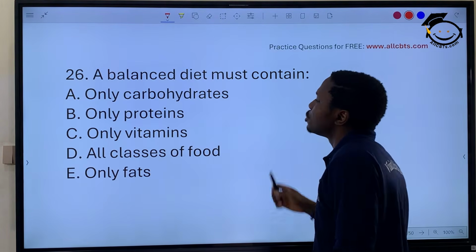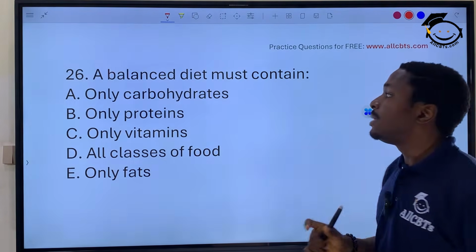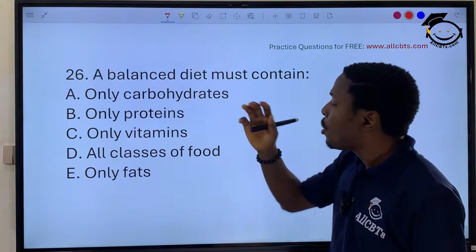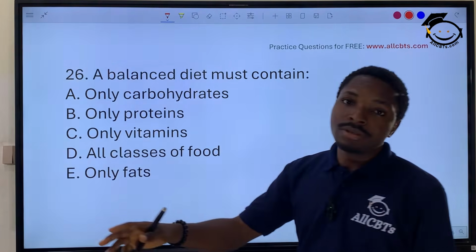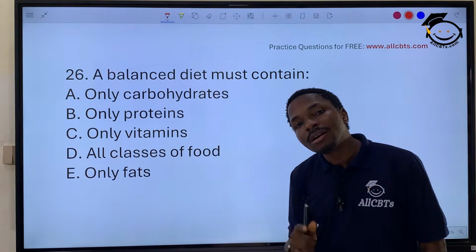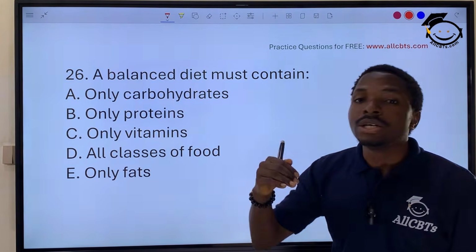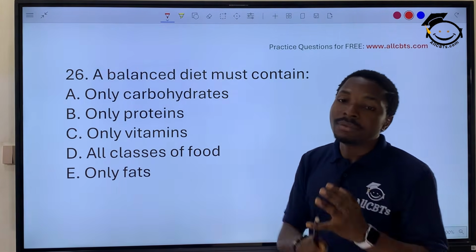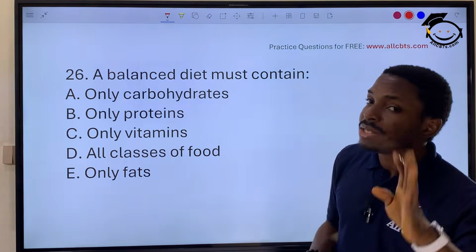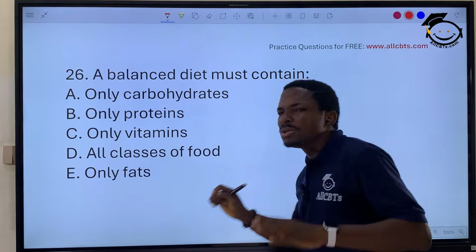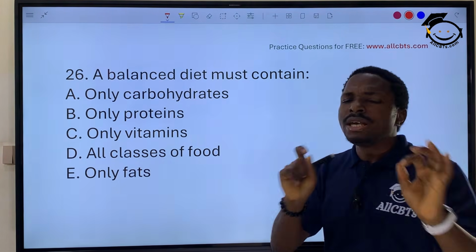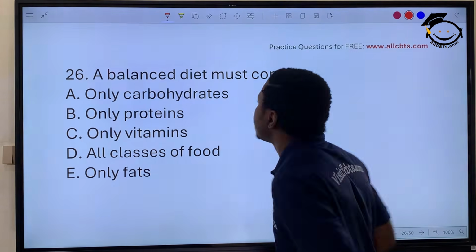26. A balanced diet must contain what? So a balanced diet must contain all the classes of foods. Now, I have another task for you. List all the classes of food in the comment section. Here we have carbohydrates, we have protein, so list the rest. So a balanced diet should contain all the classes of food in their right proportions.